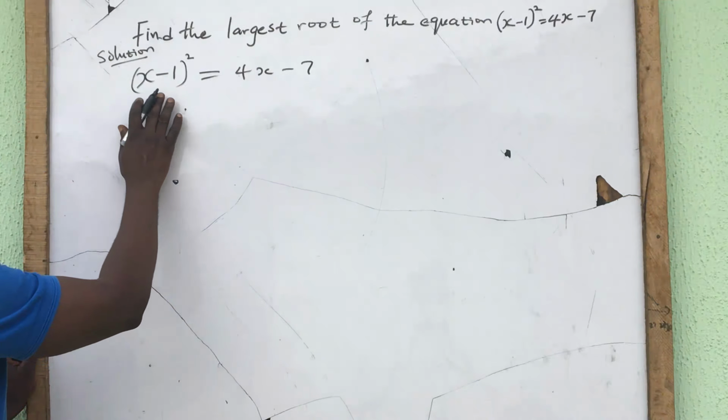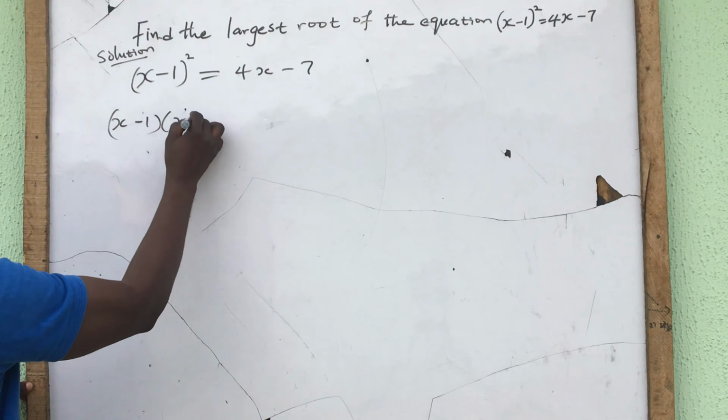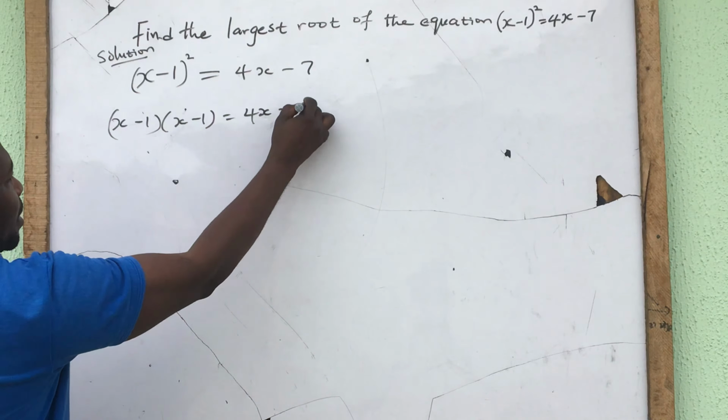First thing to do is to expand this bracket. That is, x minus 1 times x minus 1 equals 4x minus 7.